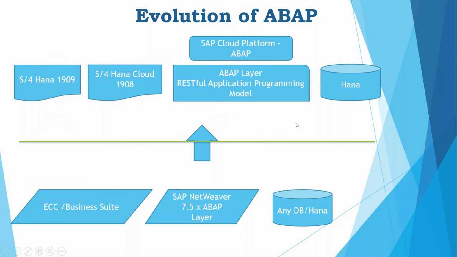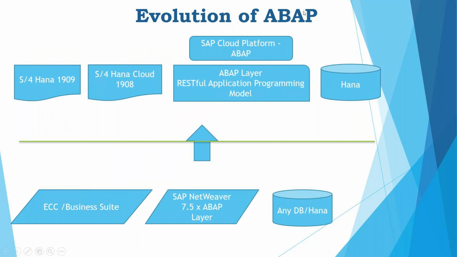Okay, so now what is that? What is happening? See, from 1909, greater than or equal to 1909, RAP has come into the picture in the on-premises system. And S4 HANA Cloud 1909 onwards, RAP is available. Next, the ABAP layer RESTful application programming model, that is called RAP. All the innovations, all the future developments, everything will be done in RAP.